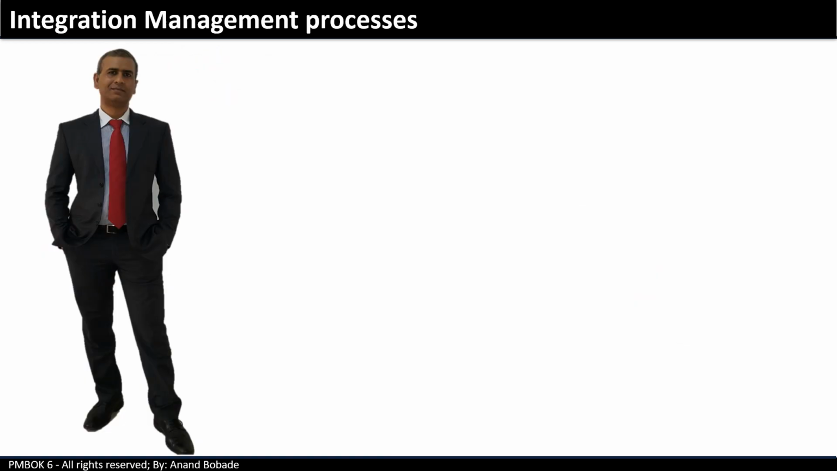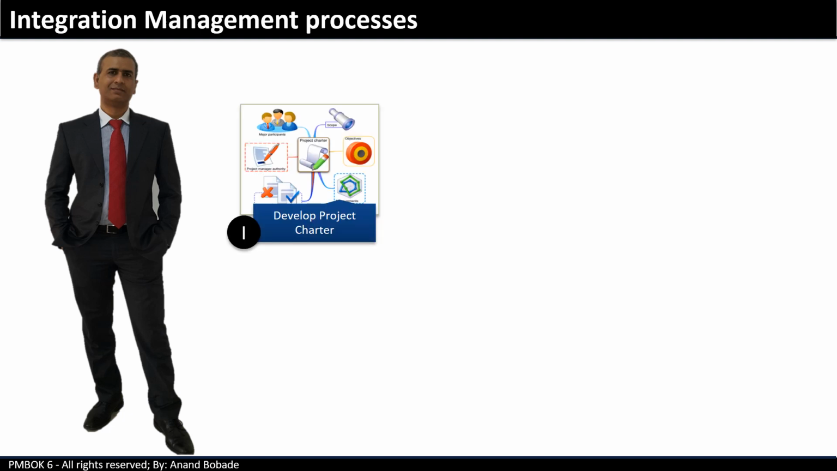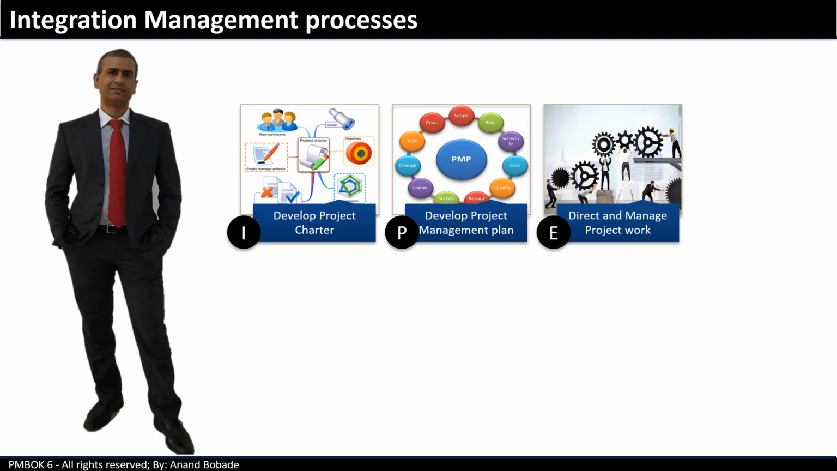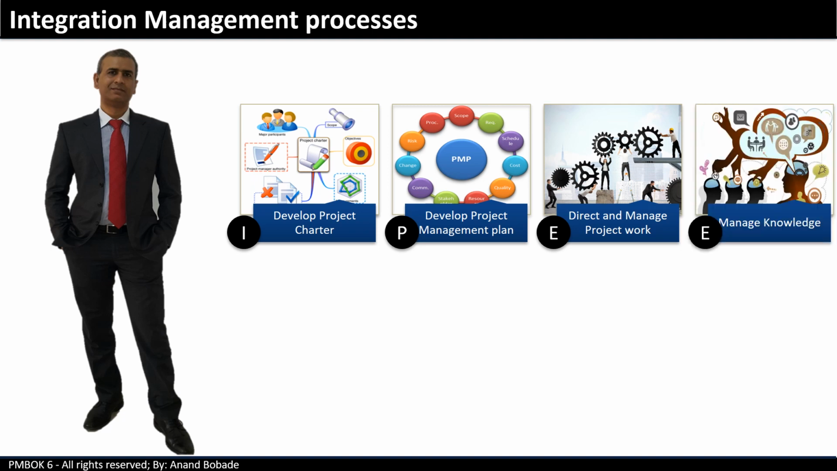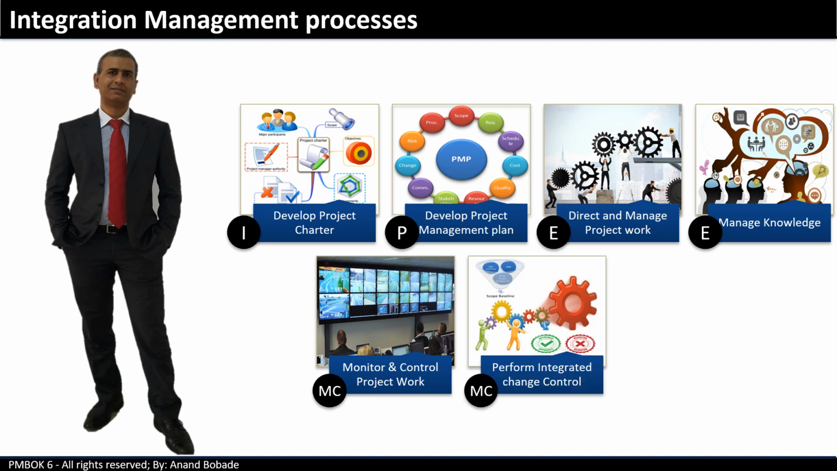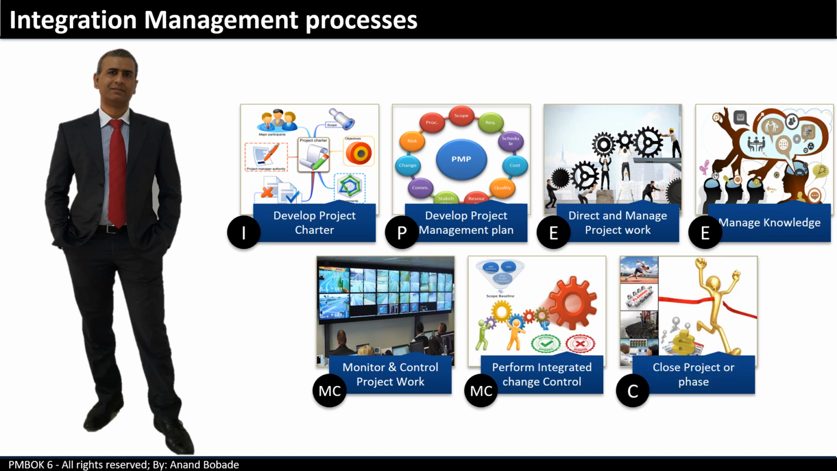Let's take a quick look at the 7 processes from the integration management knowledge area. Develop project charter under the initiating process group. Develop project management plan under the planning process group. Direct and manage project work under execution. Manage knowledge, again under execution. Monitor and control project work, and perform integrated change control under the monitoring and controlling process group. And finally, close project or phase under the closing process group.